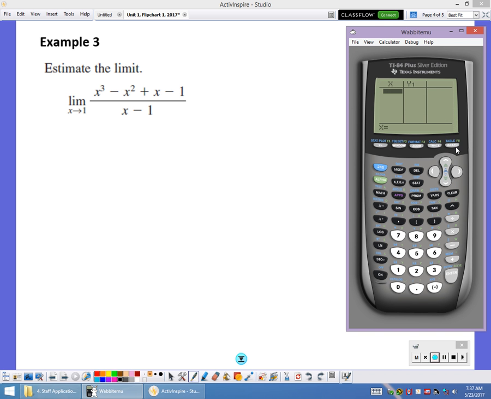What this allows me to do is type in values that are just below 1 and just above 1. So let's get close to 1. Let's go 0.999, and let's enter that, and we are pretty close to 2. And then we go 1.001, and we're still a little bit over 2, so I'm going to say this limit is 2.